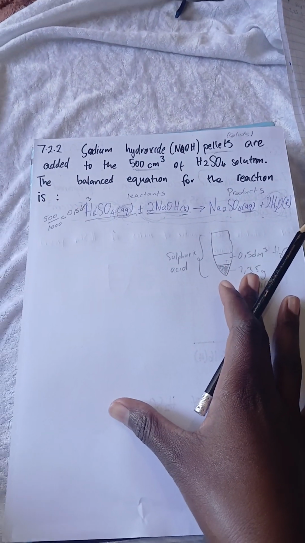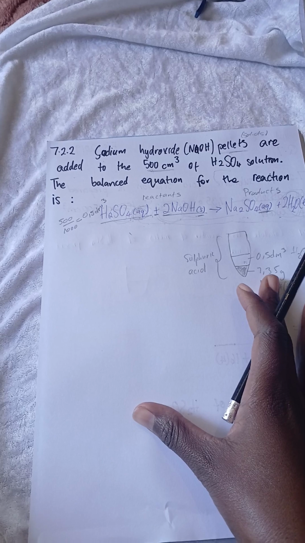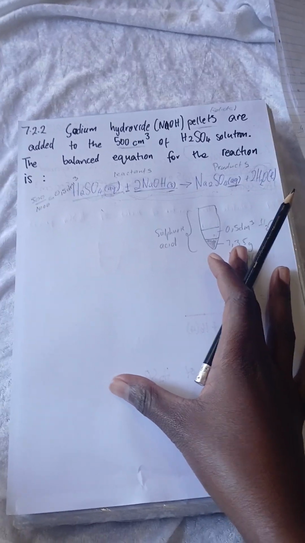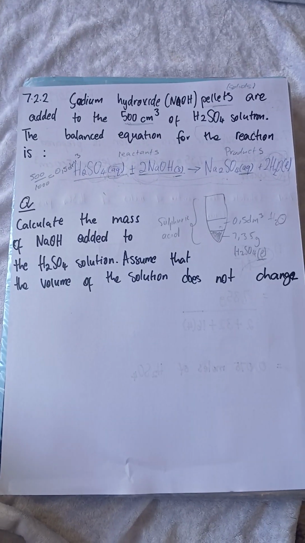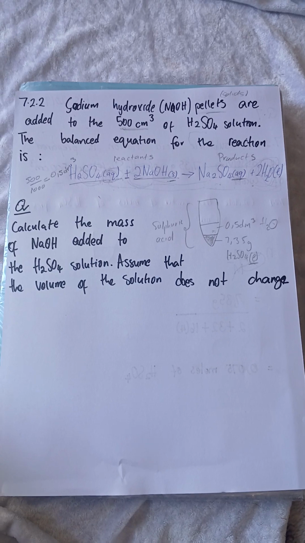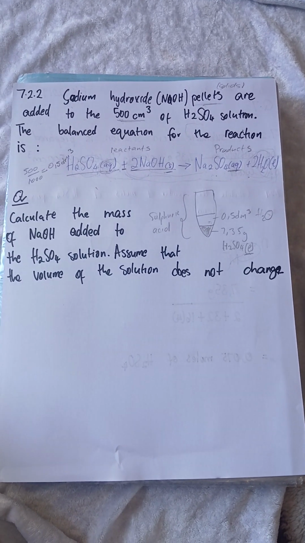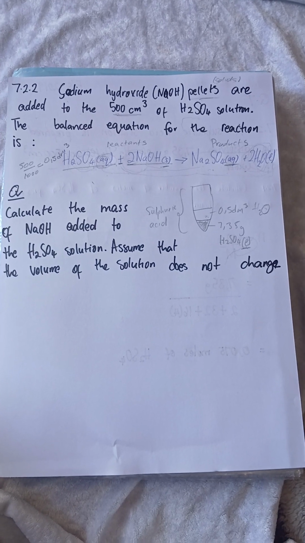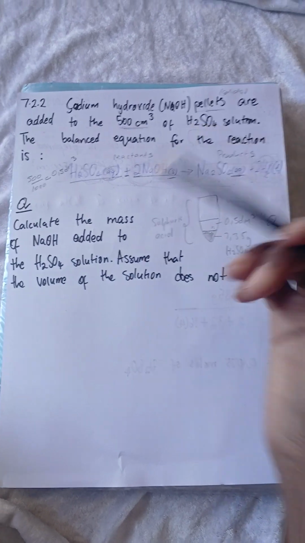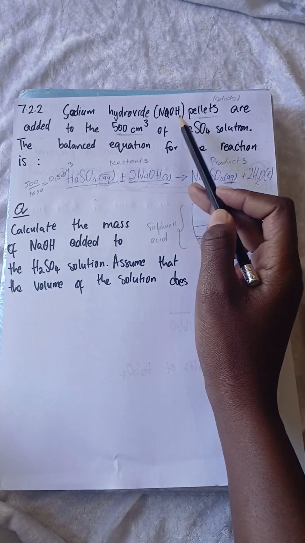We will do another video on how to balance equations and all that. So we are supposed to calculate something. We come back to the question. It says calculate the mass of NaOH added to the H2SO4 solution. Assume that the volume of the solution does not change. So we are looking to calculate the mass of this that was added.